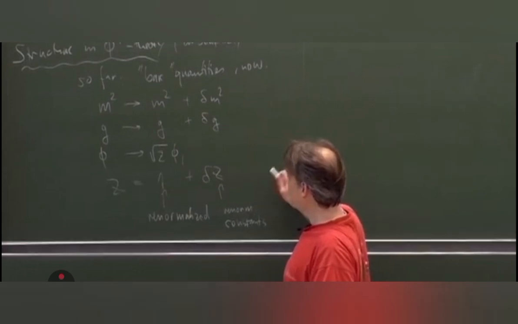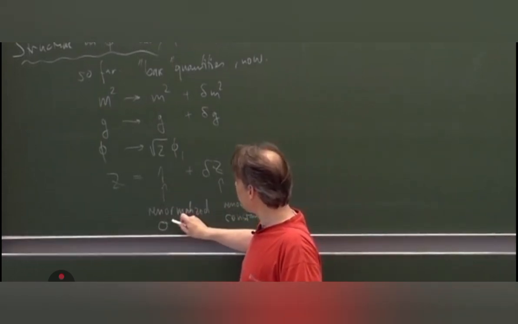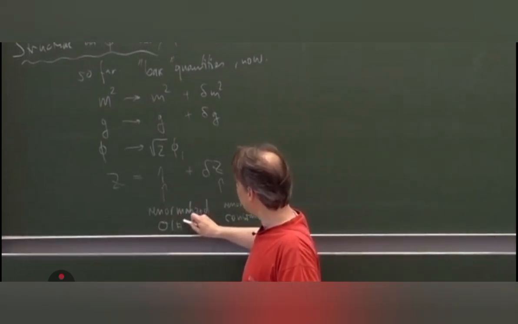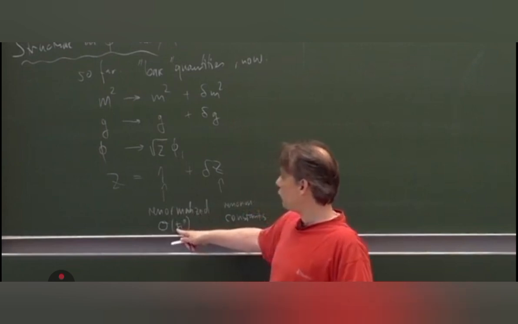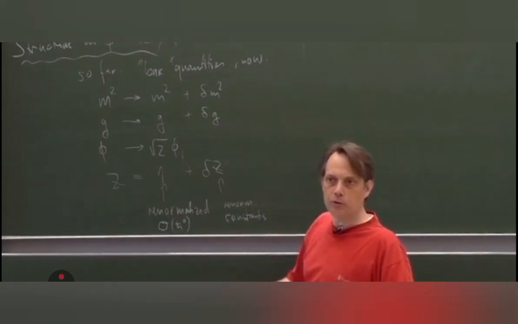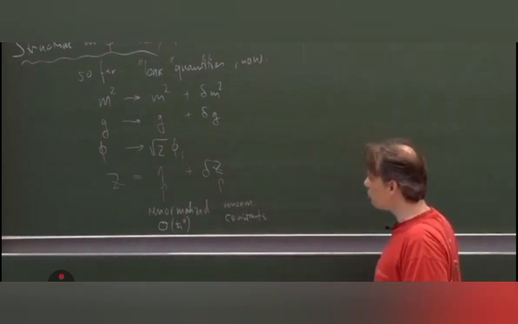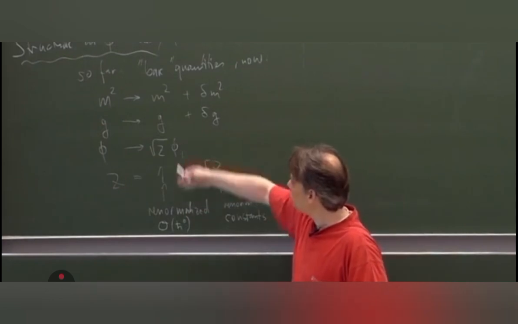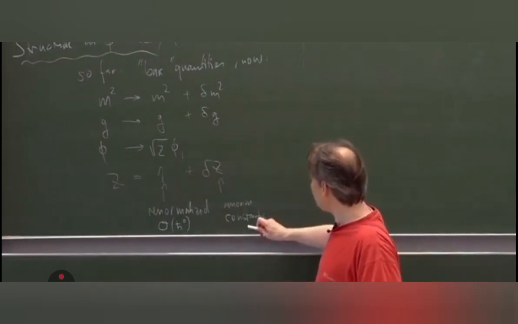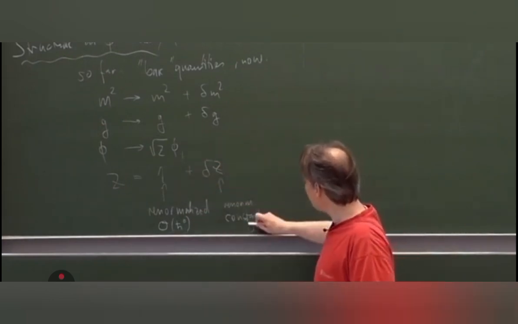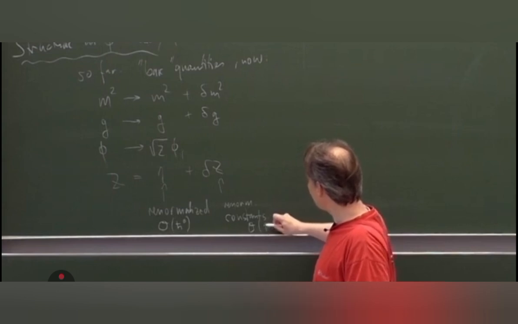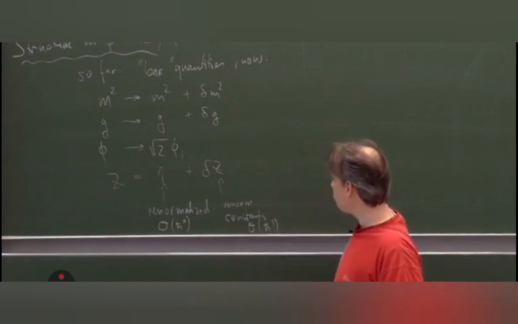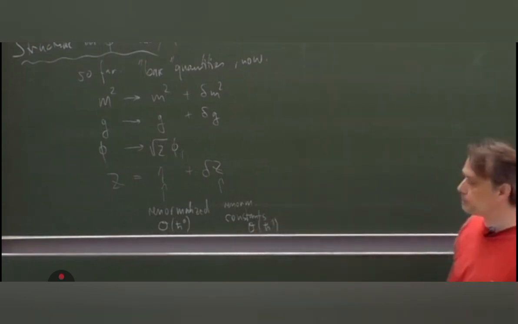By definition, the renormalized quantities are of tree level. That means h bar to the power 0, because loops are proportional to powers of h bar. So these are tree-level quantities, and the renormalization constants are of order at least one loop, so at least order h bar to the first power. And then we can separate cleanly.